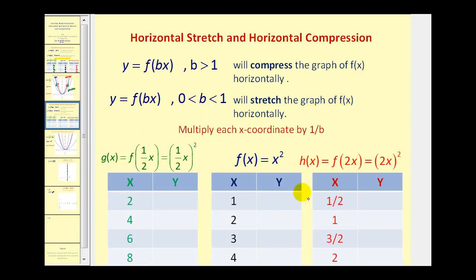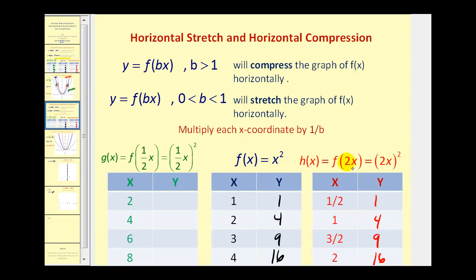So let's go ahead and compare t-tables for f(x), f(2x), and f(1/2 x). So we already know this would be 1, 4, 9, and 16. Notice now that we're multiplying x by 2 and then squaring it. So if x is 1/2, 2 times 1/2 would be 1, and then squared, we'd have 1. Then 2 times 1 squared would be 4. 2 times 3/2 squared would be 3 squared, or 9. And 2 times 2 squared would be 16.